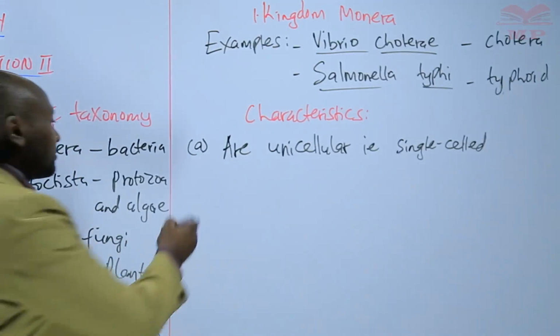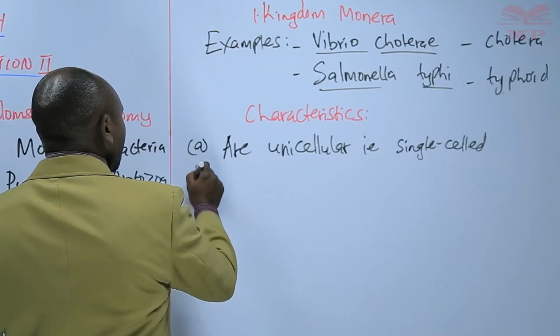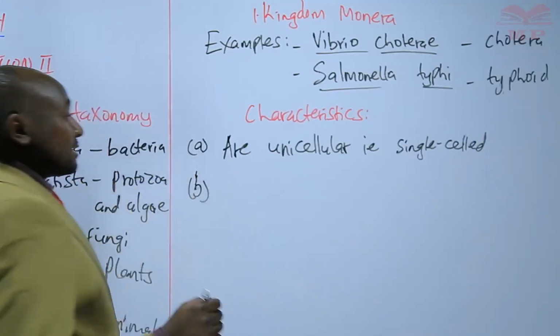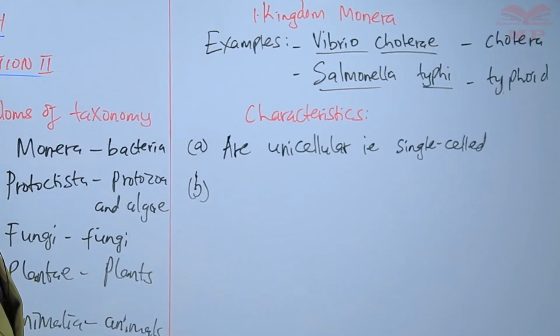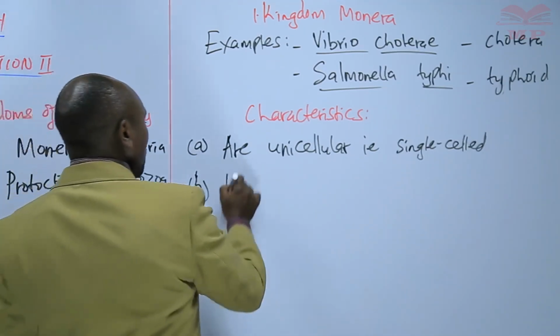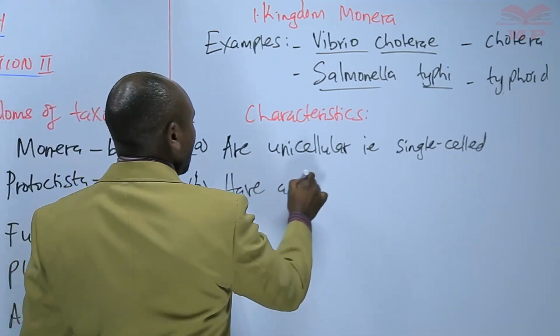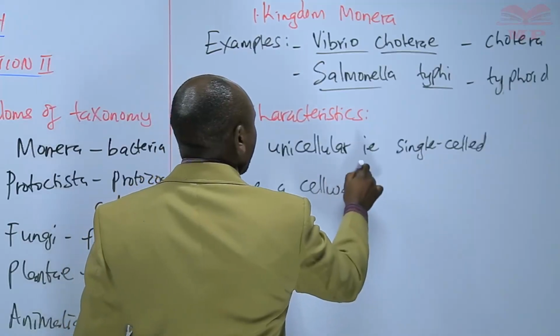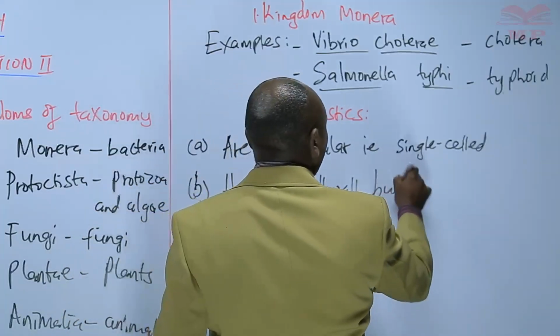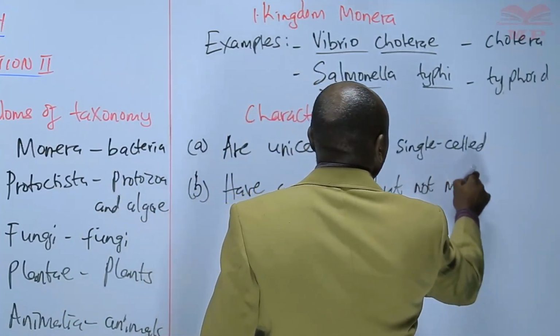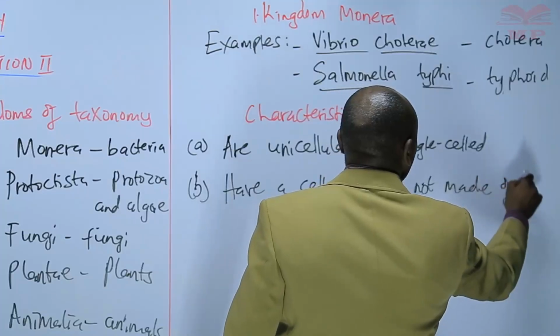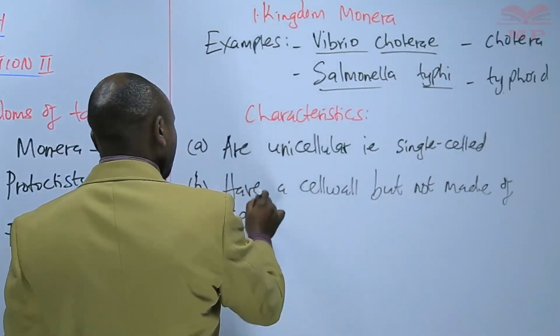Number two is that the members of Kingdom Monera, that's the bacteria, they have a cell wall. They have a cell wall, but not made of cellulose.